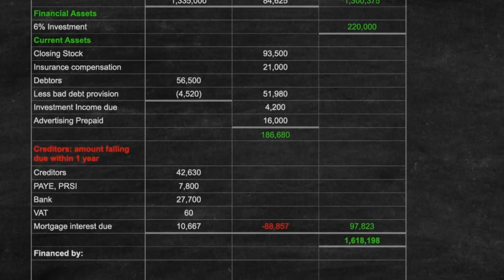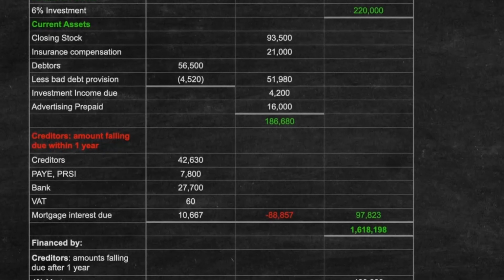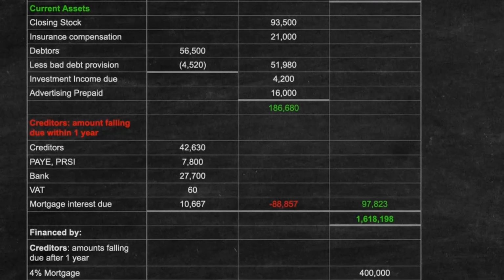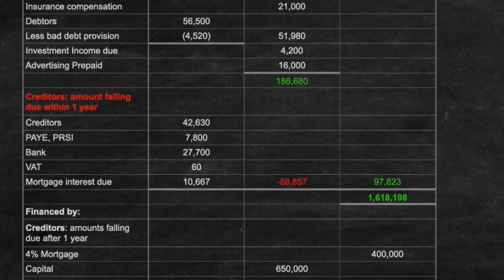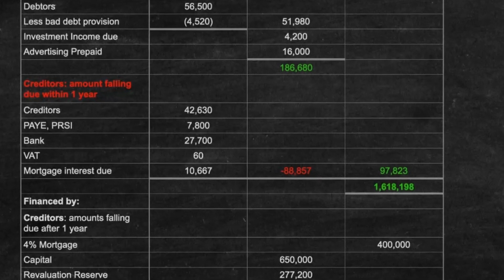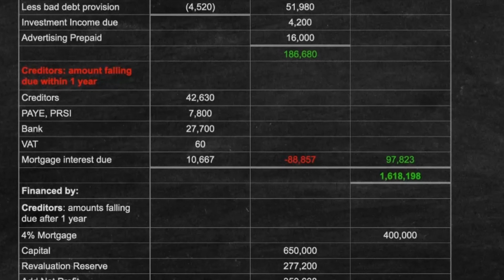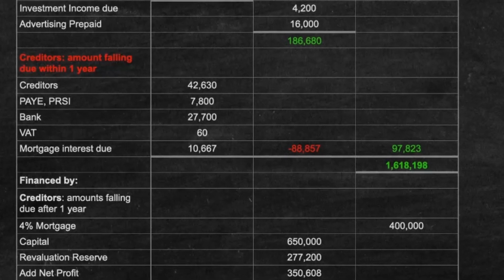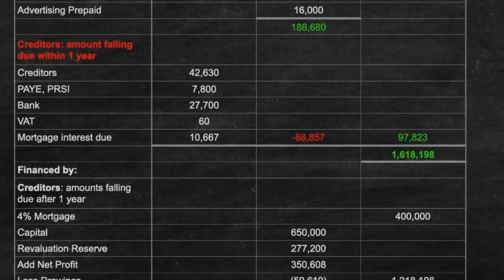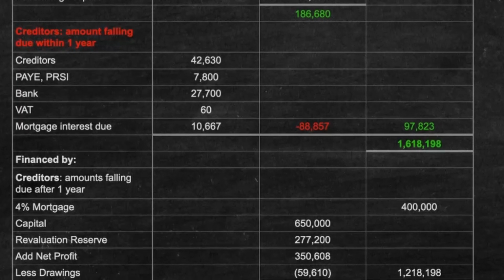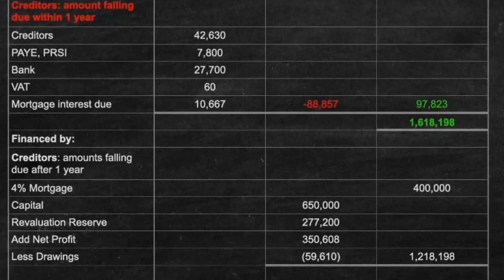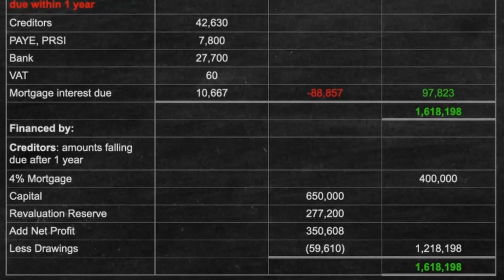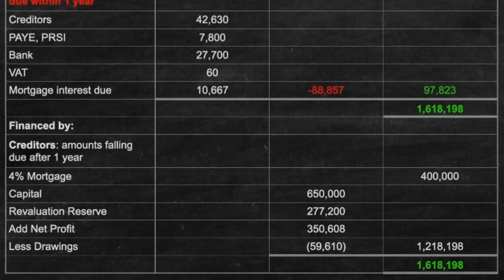Some of it is borrowed long term, like a 400,000 mortgage. The rest comes from capital and reserves, which is the owner's own money. We put in the original capital, any reserves, and we add in that net profit of 350,608 that we calculated earlier in the P&L. Because it's a sole trader, we also subtract the owner's drawings, money they took out for personal use. When we add the mortgage to the capital and reserves, the total capital employed is exactly 1,618,188. The top half matches the bottom half, so this accounts balance, and so the question is correct.